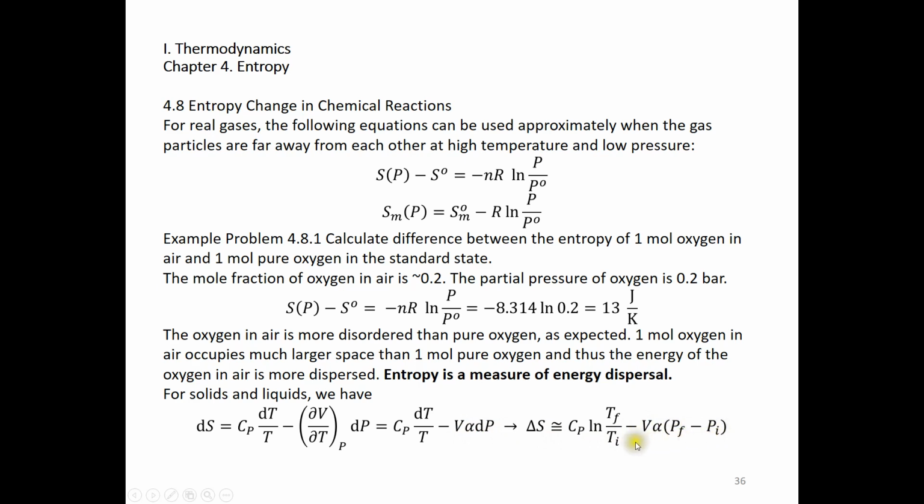So if we have Ti, Tf, Pi, Pf, we look up the value of alpha, we get the volume of the substance. We just use this equation to compute the entropy change for a liquid or a solid. Again, we can do that only because for a liquid or solid, this alpha is approximately a constant. The volume of the liquid or solid is approximately a constant. Alright, that's why we can integrate this approximately.